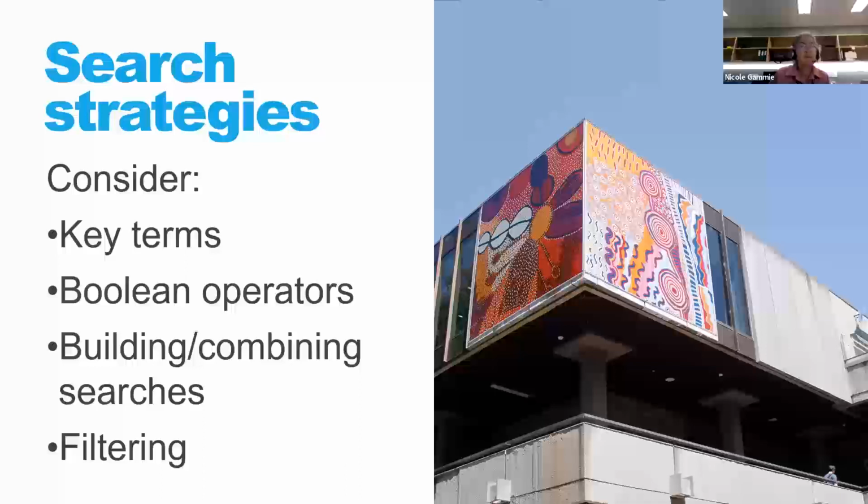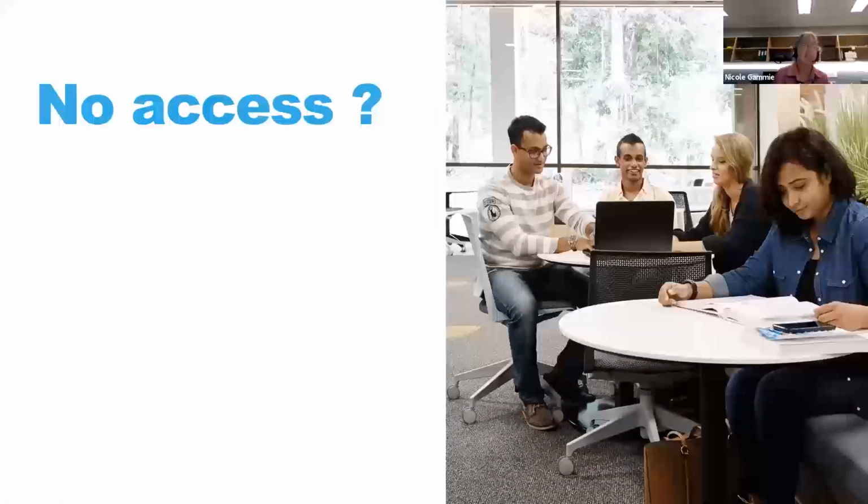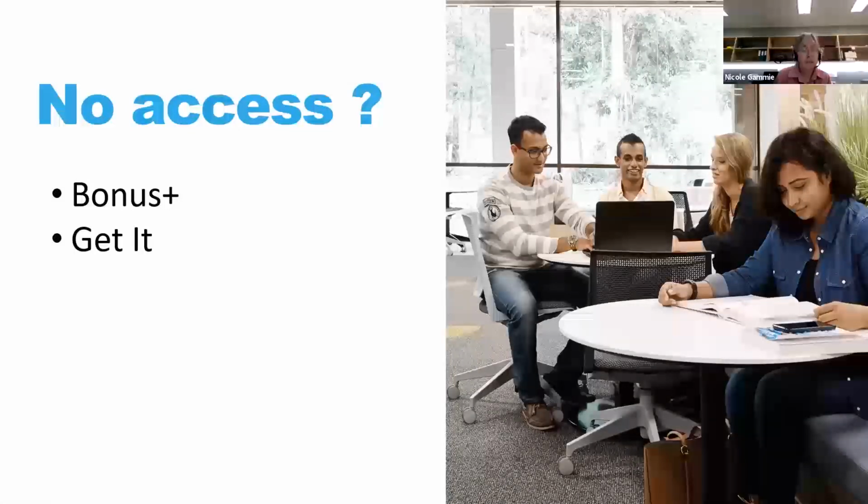Okay, so we've got in and we've had a bit of a play and we've found what we might think is the ultimate article or book about our topic that we're looking for. But then you can hit the snag that you can't get access to that item. The library doesn't hold it. Don't despair. There are ways and means that the library can look at obtaining it for you. We've got the Bonus Plus system and also Get It, which will pick up journals and books for you if another institution happens to hold them.